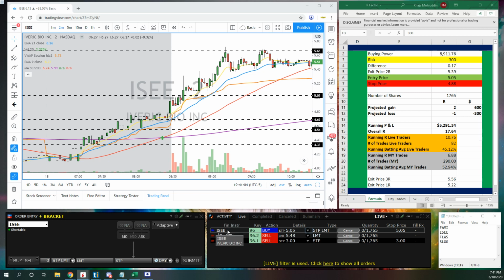Once the blue order, which is the parent order, gets filled, the two child orders get activated. Once either of these two child orders is filled, the other gets canceled. So if profit is triggered, then the stop loss gets canceled. If the stop loss is triggered, then the profit taker gets canceled.